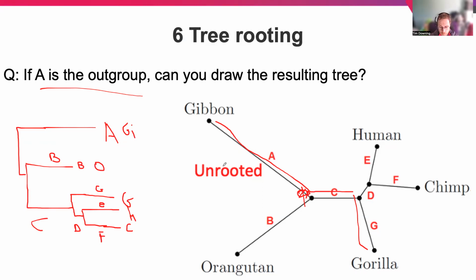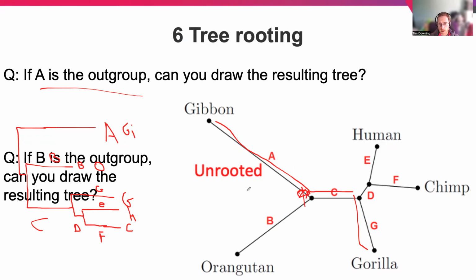If we use the outgroup, then we do the same sort of structure of the tree with the orangutan as an outgroup, and you can try that yourselves. And what you see is that the structure of the tree will change. The topology is the same, but the structure is quite different.